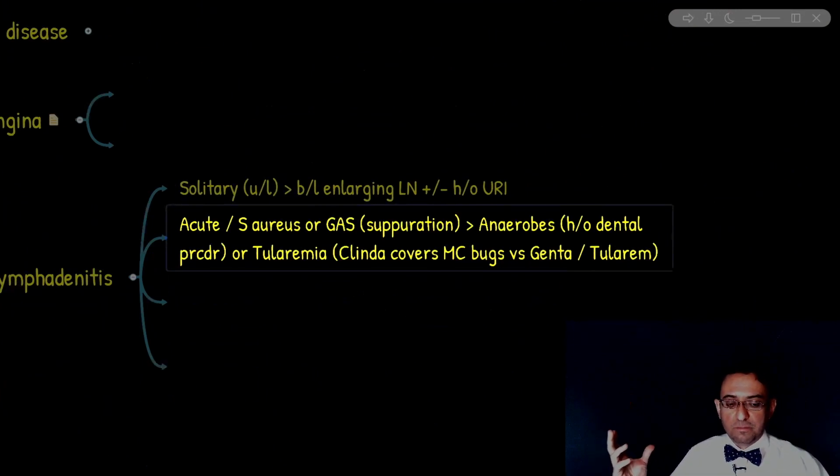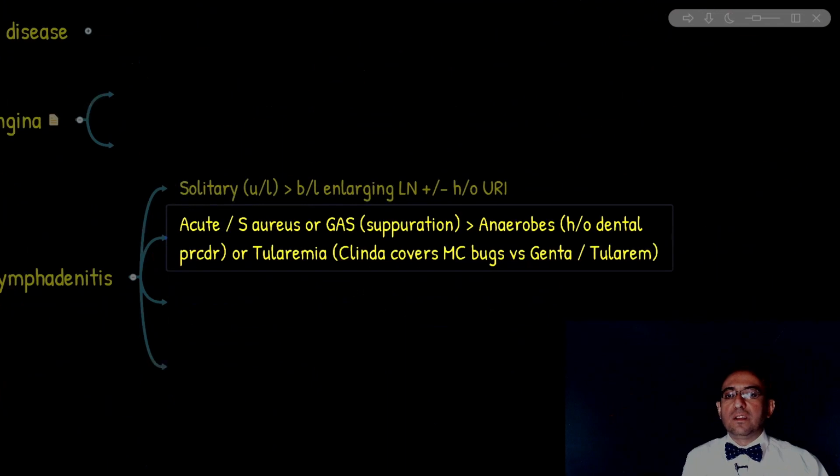cause suppuration. The non-suppurative acute unilateral is usually caused by what pathogens? By anaerobes or tularemia, depending on the underlying risk factor. So if the patient has been exposed to contaminated water with rabbit urine or any rabbit products, you think of tularemia. However, if the patient had any oral infection, dental procedures, dental infection, you think the oral anaerobes are the underlying cause of this acute non-suppurative lymphadenitis.